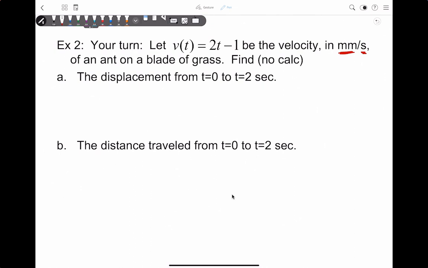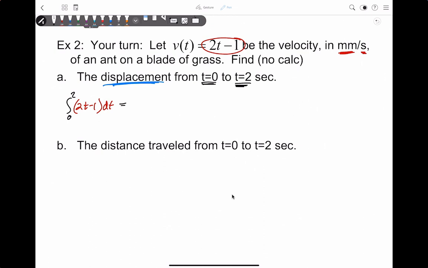Displacement already we know is going to be the fundamental theorem, and it is the change in position. So let's go ahead and begin by setting up our integral of the velocity function, which is given to us as 2t minus 1, with respect to t. And we're going to go from the low value of 0 to the high value of 2. This right here will give us the displacement.